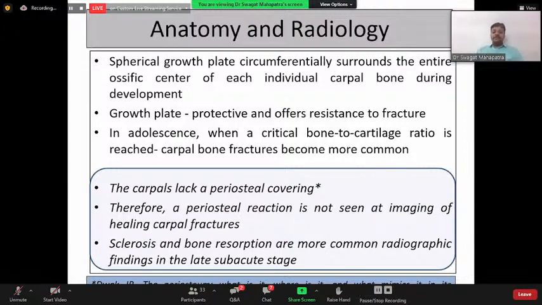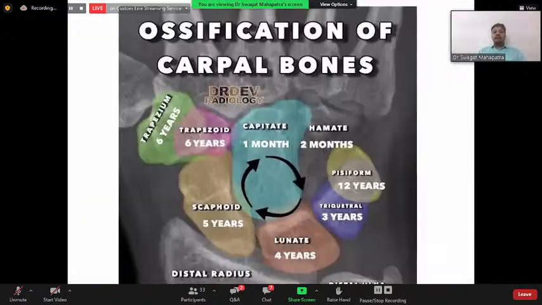And some specific things about carpals. Carpals lack a periosteal covering. Therefore, a periosteal reaction is not seen in imaging in healing of carpal fractures. Rather, sclerosis and bone resorption are more common radiographic findings in the late subacute stage. So this is a picture showing the ossification of carpal bones. We are all aware regarding this. We can just have a look and move forward.